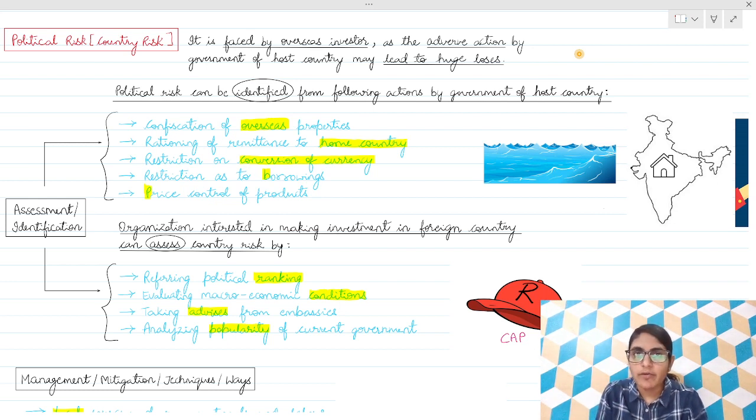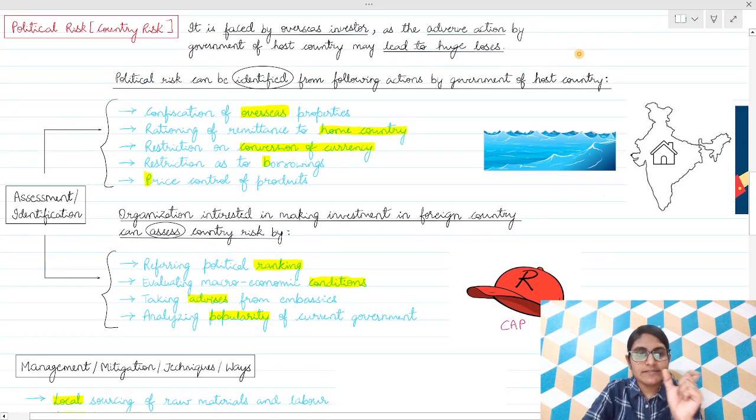Adverse action by the government leads to huge losses. Adverse action by the government of the host country, that is, this country's government, if it takes adverse action, leads to huge losses to the overseas investors. So it is political risk or country risk, faced by overseas investors.